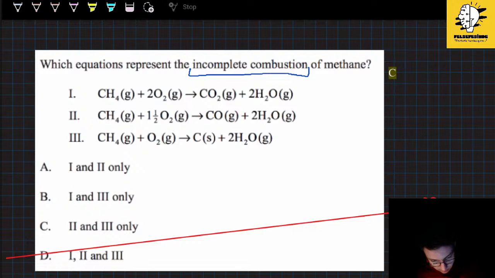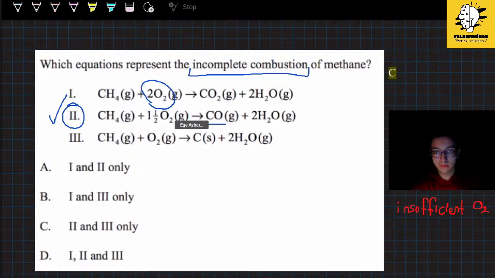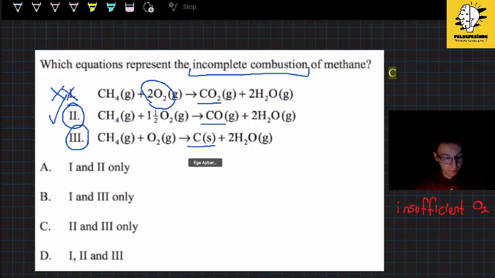So when we look at the products, as you can see, we have 2, and this is correct because we have carbon monoxide as the product. And if you look at 1, this is methane, and it reacts with 2 oxygen, and there's actually plenty of oxygen if you look at the coefficients. And the product is carbon dioxide, so no way. And when we take a look at 3, then we have the product as carbon. So yeah, it is also incomplete combustion. I think the answer should be C. Definitely.